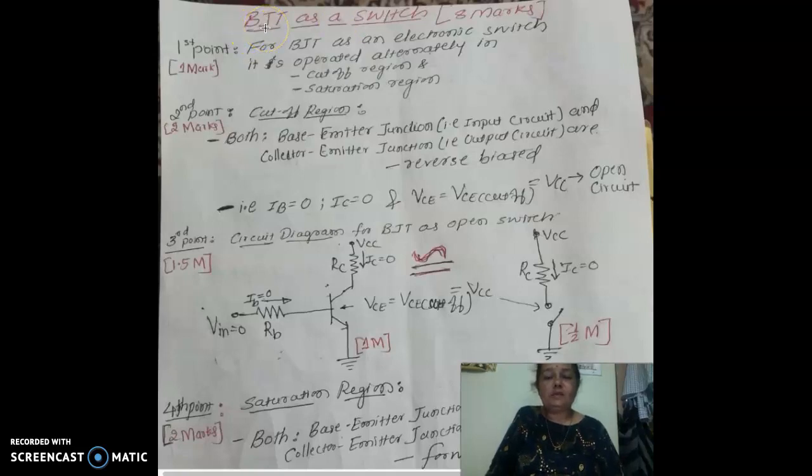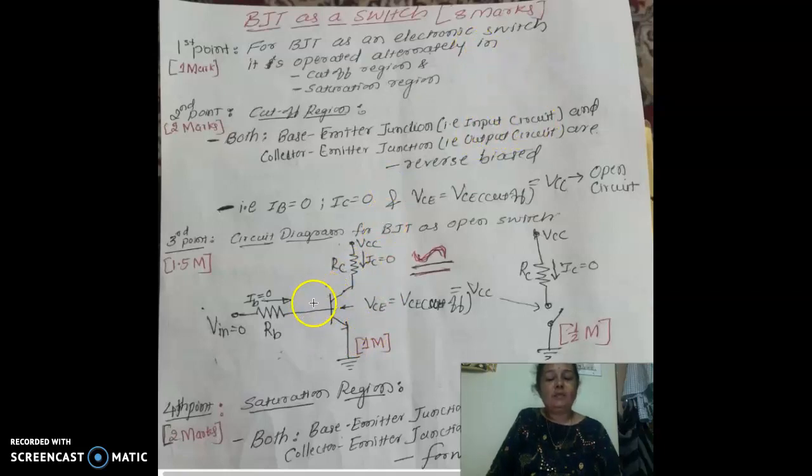BJT is nothing but the ordinary transistor, and as we know, the transistor has three electrodes: one is the emitter, the other is the base, and the other is the collector. This transistor has two junctions. The first junction is referred to as the base emitter junction. This is the input side, so the base emitter junction is also referred to as the input circuit.